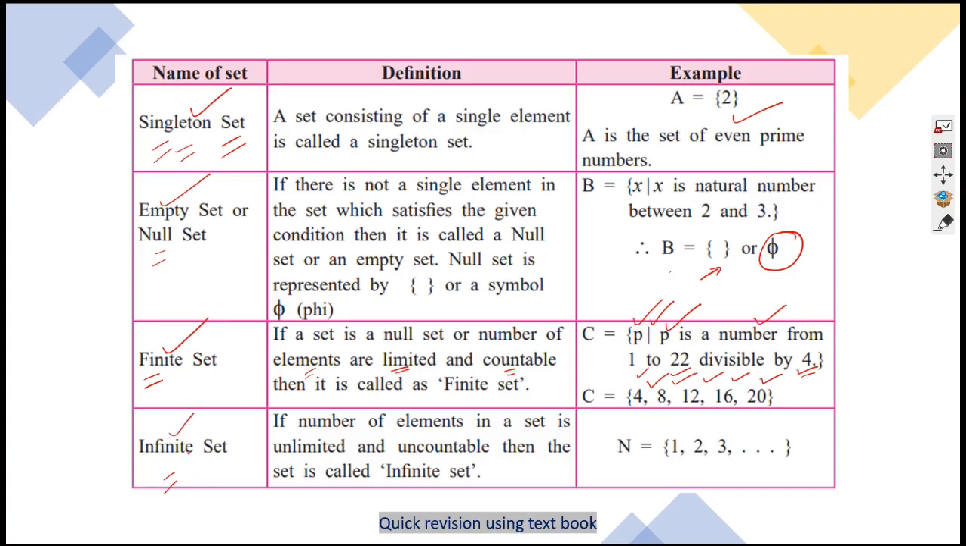As the name indicates, it has unlimited, uncountable number of elements. For example, natural numbers starting from 1, where will it end? Infinite it is, innumerable it is, unlimited it is. So these are the 4 main categories of set, naming of the set. Understood? This is another thing you should remember.